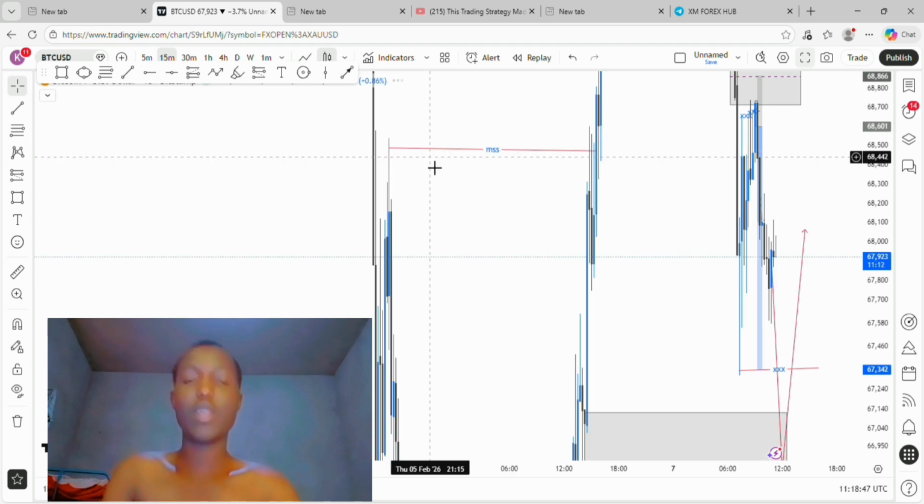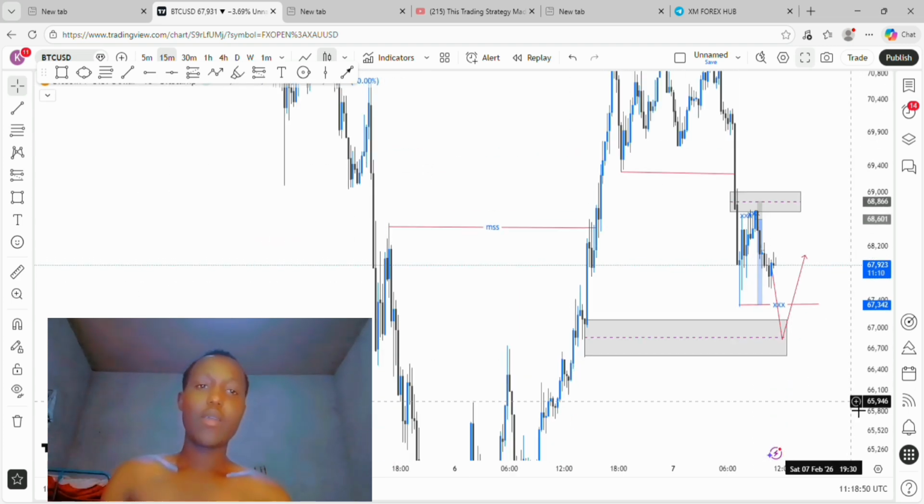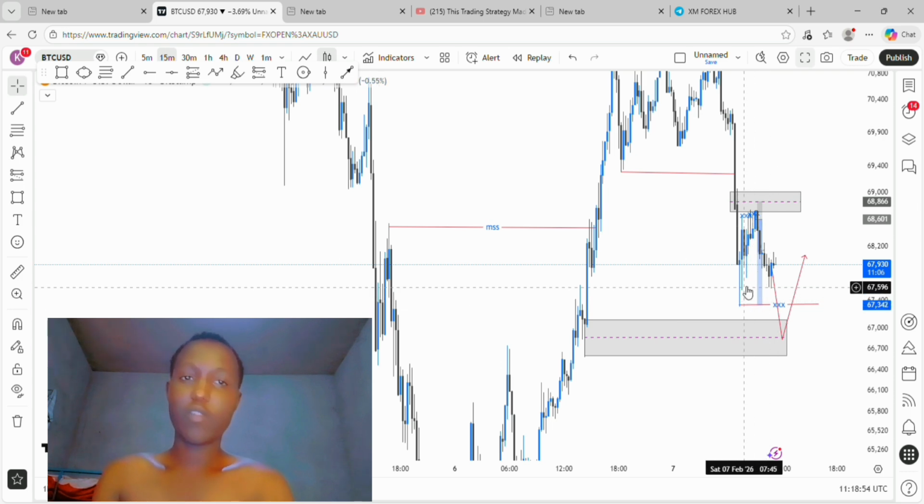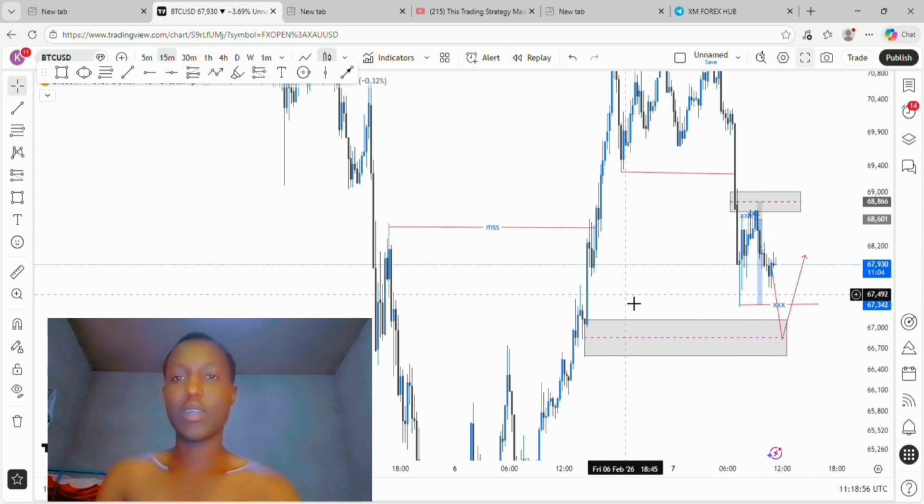That's it. I've been ignoring liquidity, but before market takes out liquidity, it will never move. Liquidity is like the flow of the market.